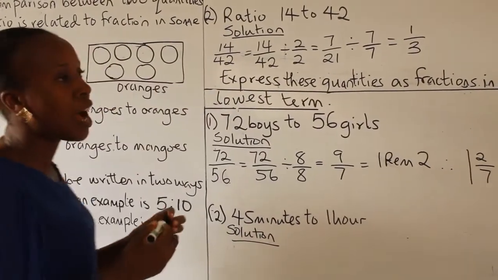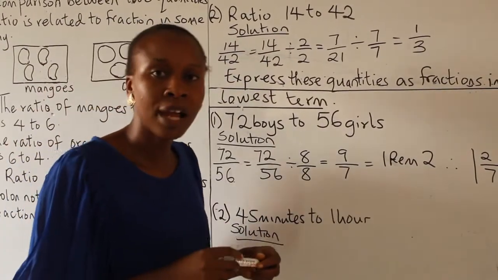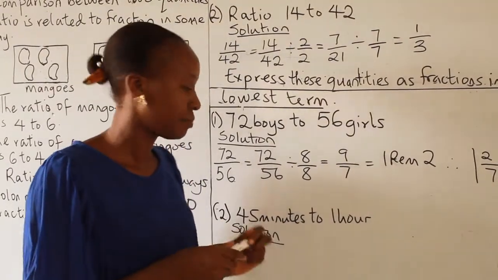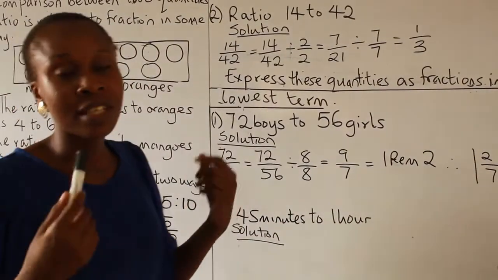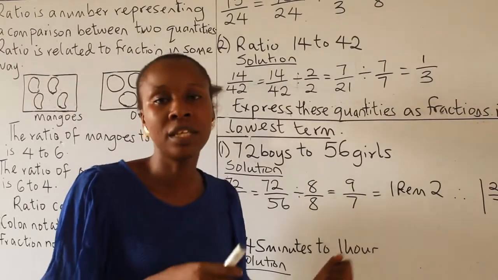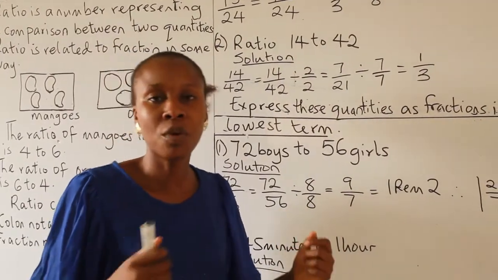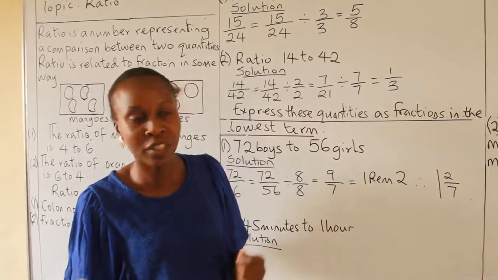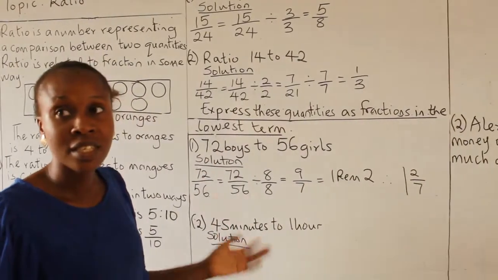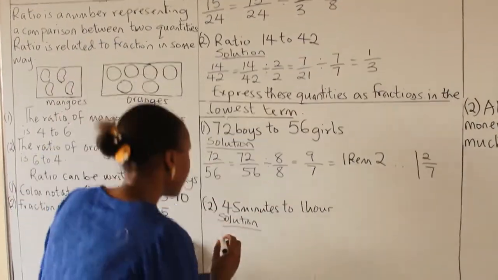All right. How many minutes make 1 hour? I'm sure you remember that rhyme. 60 seconds make 1 minute. 60 minutes make 1 hour. 24 hours make 1 day. So 60 minutes makes 1 hour.